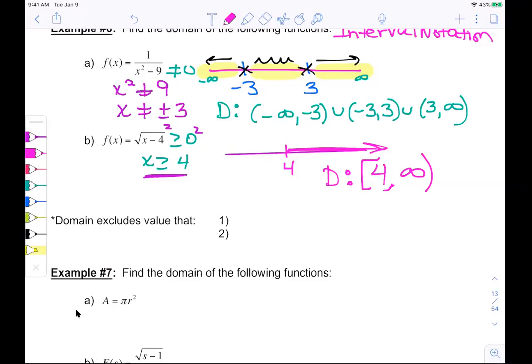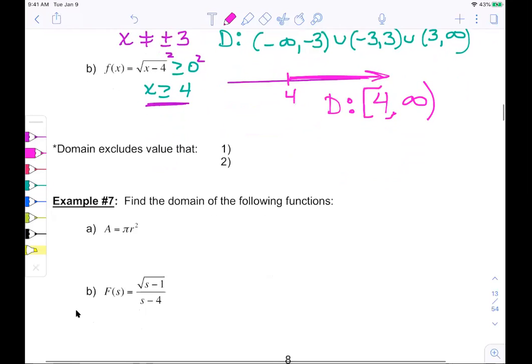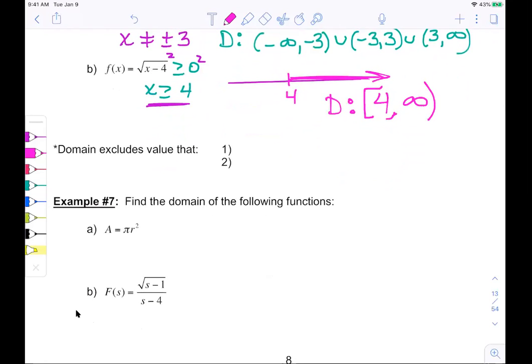So really, when we're looking at finding domain, there's really 2 things we're focusing on. Everything else is negative infinity to positive infinity. There is no restriction on x. So a little summary underneath, domain excludes values that make the denominator 0. So excludes means the domain can't have these values. Any value that makes the denominator 0 can't be in the domain. And it also excludes values that make the radical negative.